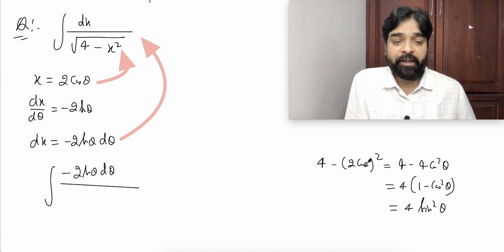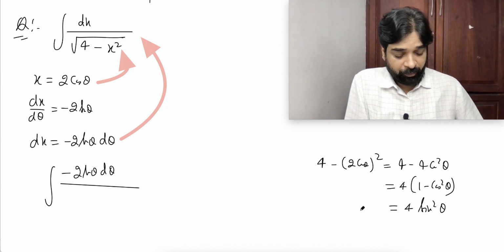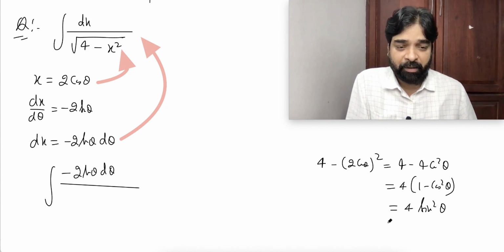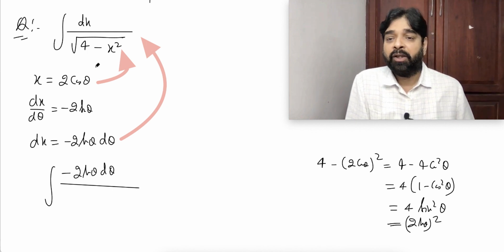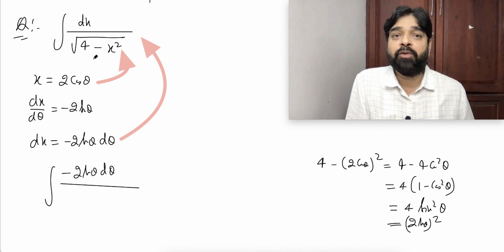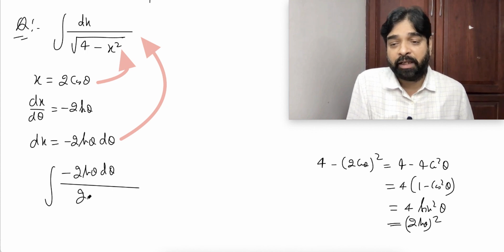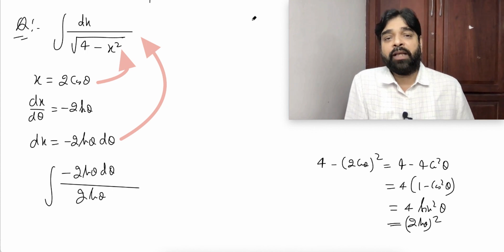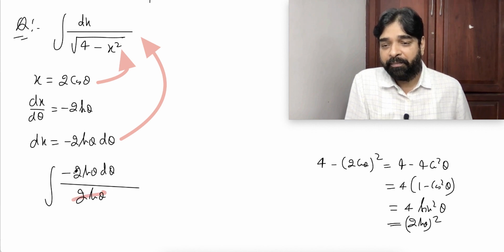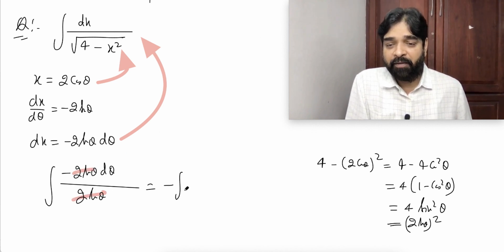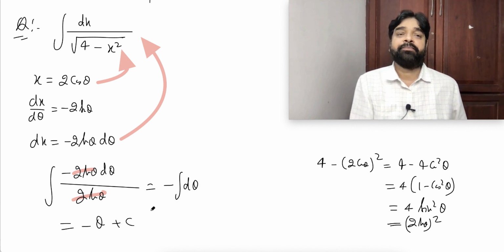4 sin square theta is nothing but what? Hello? 4 sin square theta is nothing but 2 sin theta the whole square. Correct? So if you put 2 sin theta the whole square here, root of 2 sin theta the whole square, so 2 sin theta. So 2 sin theta and 2 sin theta will be bye-bye. And you will get what? Integration of minus d theta. So minus of d theta means minus theta plus c.